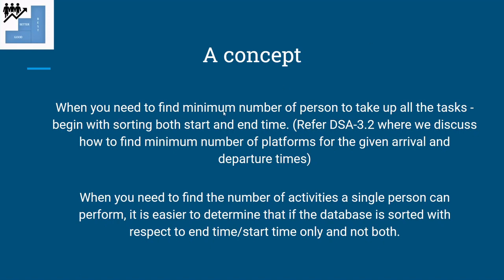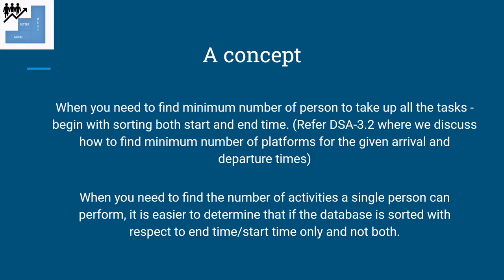When you need to find the minimum number of persons to take up all the tasks, we begin with sorting both start and end times. We sort both start and end times. This type of question is taken up in DSA 3.2, where we discuss how to find the minimum number of platforms for given arrival and departure times. We need to take care of all the arrival and departure times, and we need to find the minimum number of platforms.